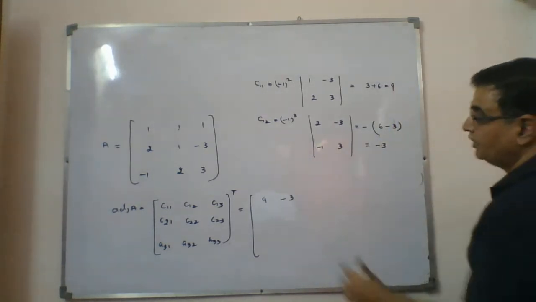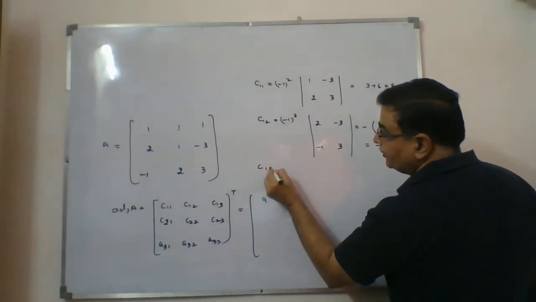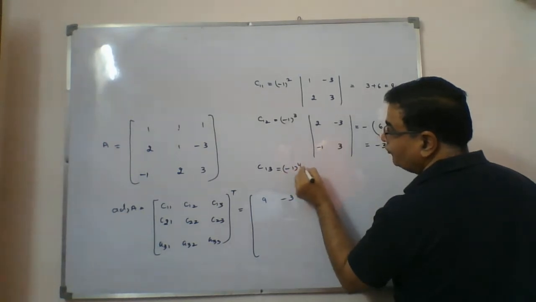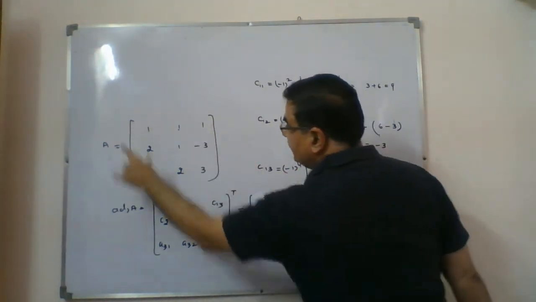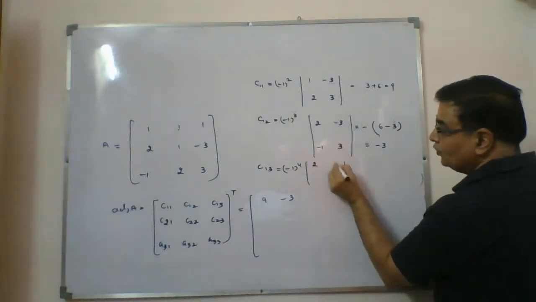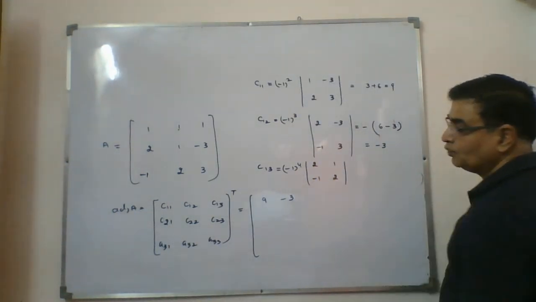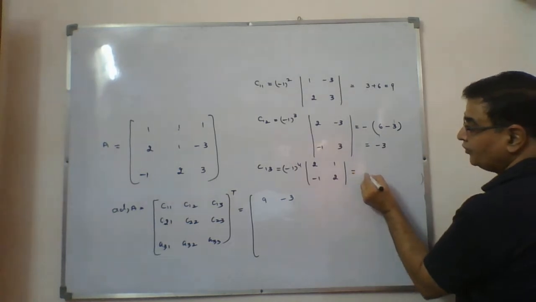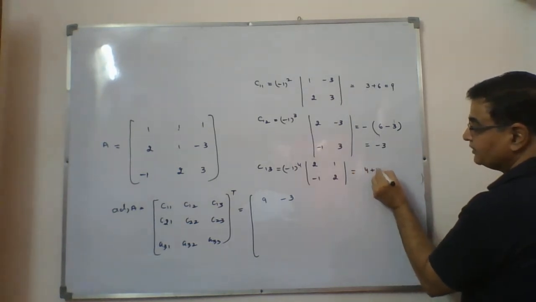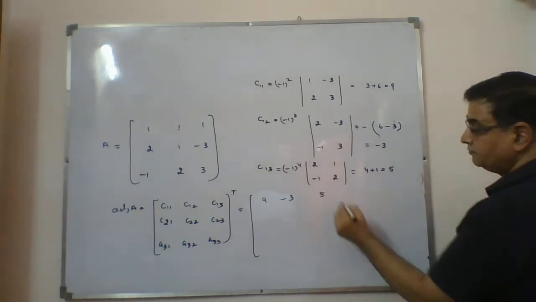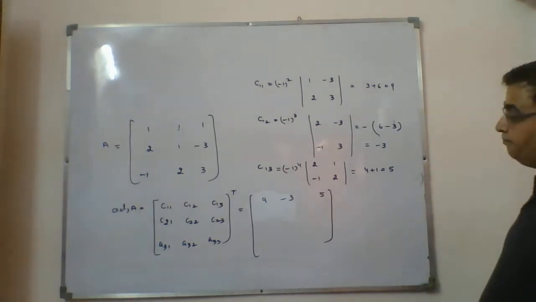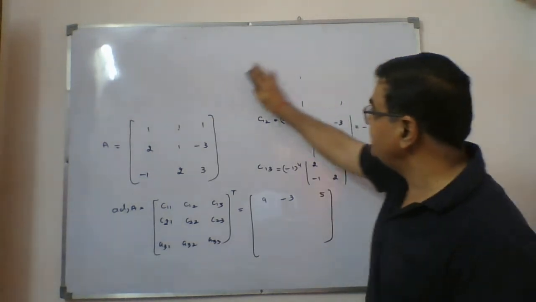Then we go for third, C13. Then minus 1 power 4. 1, 3 means this element. Leave this, leave this. Left is 2, 1, minus 1 and 2. And when you solve it, it will come out to be 4 plus 1. Is it 5? Yes, it is 5 here. Okay.